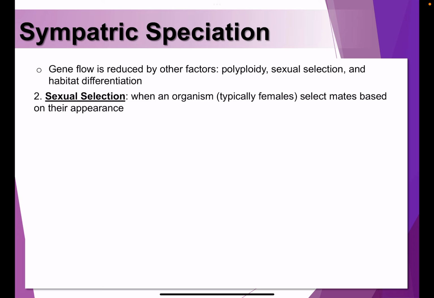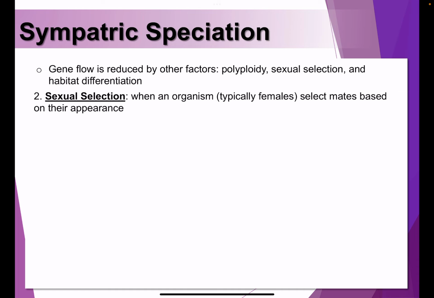For origin of species, we're just talking about how sympatric speciation can happen even when two species live in the same geographic area, and the fact that gene flow can actually be reduced by other factors, such as polyploidy that we just talked about in part one of the video. Now we'll talk about the second and third, which is sexual selection and habitat differentiation.